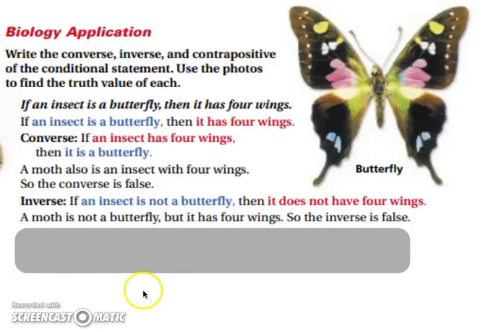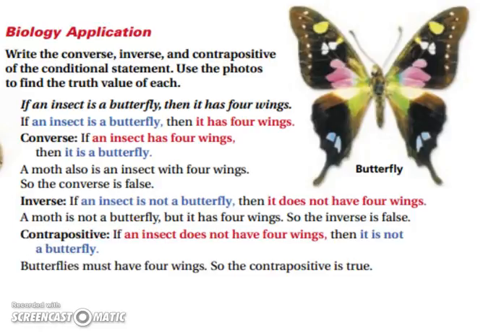Alright, let's look at the contrapositive. The contrapositive deals with flipping your hypothesis and conclusion and negating. So, if it does not have 4 wings, then it is not a butterfly. And that would be true, because it can't be a butterfly if it doesn't have 4 wings.